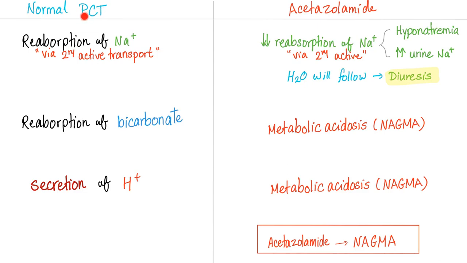Next, the normal proximal convoluted tubule reabsorbs bicarbonate. With acetazolamide, you have no reabsorption of bicarbonate. Bicarbonate is lost in the urine.